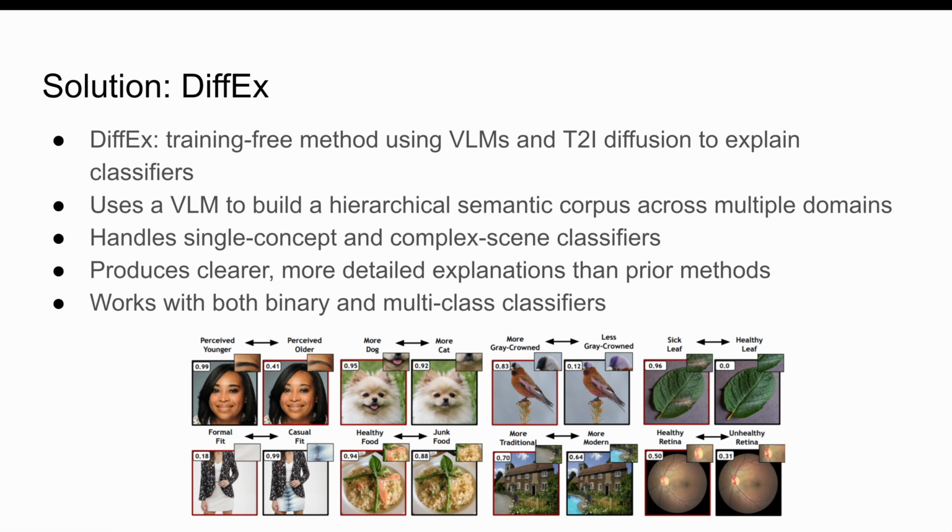Specifically, we introduced Diffx, a novel, training-free framework that leverages diffusion models and vision language models to explain the decisions of classifiers. At its core, Diffx uses a vision language model to build a hierarchical semantic corpus, capturing concepts across multiple domains. It's designed to handle everything from single concept classifiers to those dealing with complex scenes. Compared to previous approaches, Diffx produces clearer and more detailed explanations, offering deeper insight into what drives classifier behavior. And more importantly, it supports both binary and multi-class classifiers, making it a flexible and scalable solution for various applications.